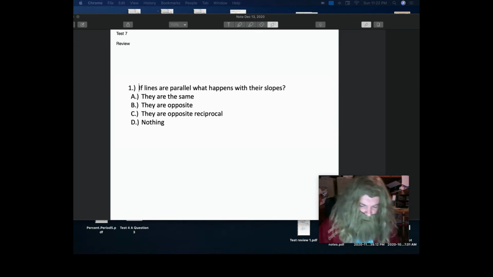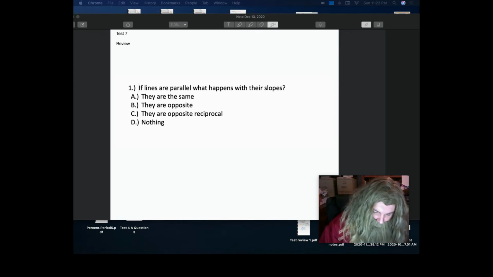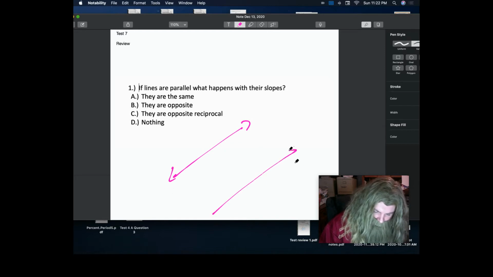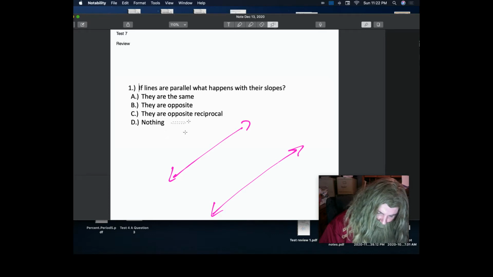So let us begin. Question 1. If lines are parallel, what happens with their slopes? So what do we know about parallel lines? We know that parallel lines are like so, and as such, they never touch. So what does this mean about their slopes?